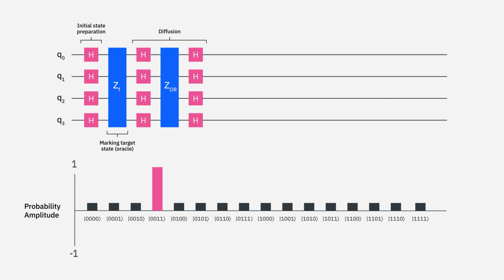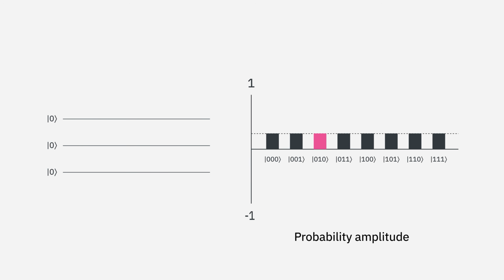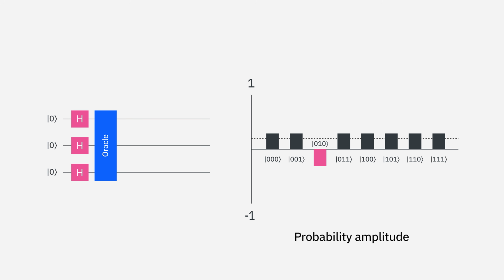At this point, you might be wondering what Z-OR actually does. It's a phase gate similar to the ZF oracle gate, but this one flips the sign of every state except the all zero state, 0000. On its own, that sounds arbitrary, but sandwiched between the two Hadamard layers, it has the effect of reflecting each amplitude in the superposition around the mean amplitude. The first Hadamards change the basis, then Z-OR reflects in that basis, and the final Hadamards change the basis back.